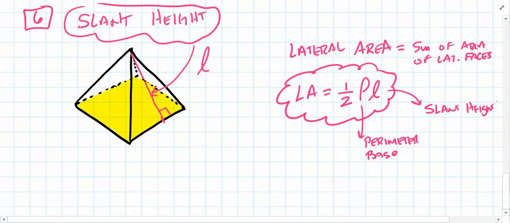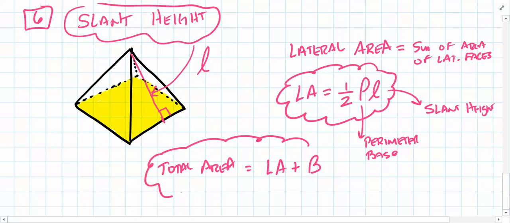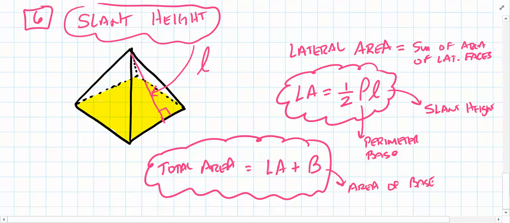So then, what would the total area be? The total area would be the lateral area plus what? Plus the area of the base, which we'll call big B. Big B is the area of the base. So this is a very important box. The lateral area is just the faces, and it's 1/2 the perimeter of the base times the slant height. And then the total area is that same lateral area plus the area of the base.